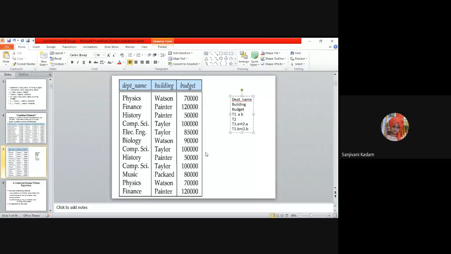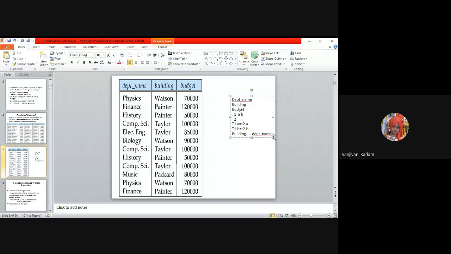Now let us take another example, a reverse case. In the Watson building, I have the physics department. But another entry with Watson has biology as the department name. Can I guess or clearly say what the department name is from the building name? No. For Watson, one entry has physics and one has biology. It means from the building name I cannot guarantee the department name.